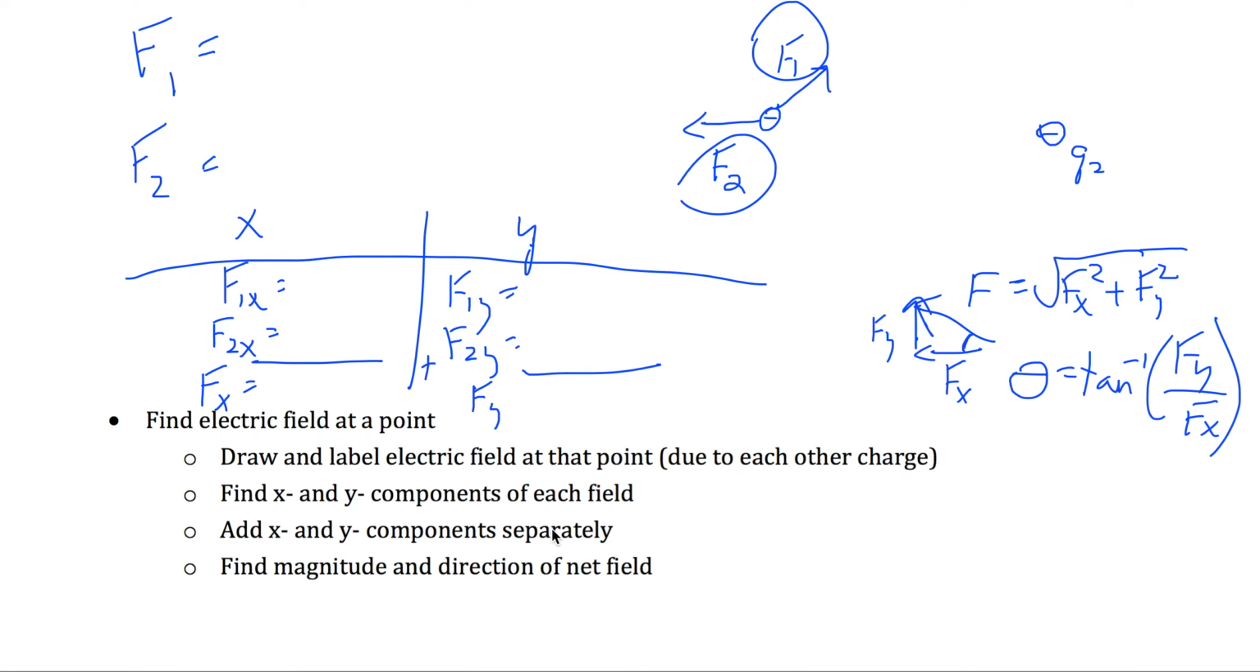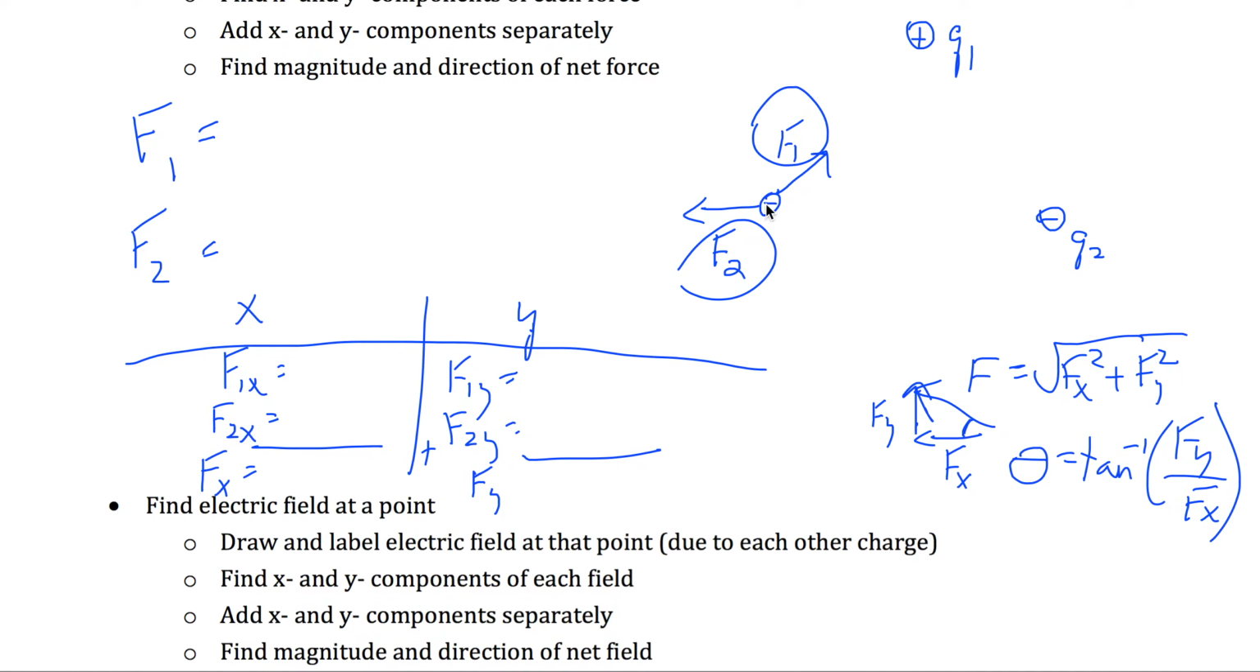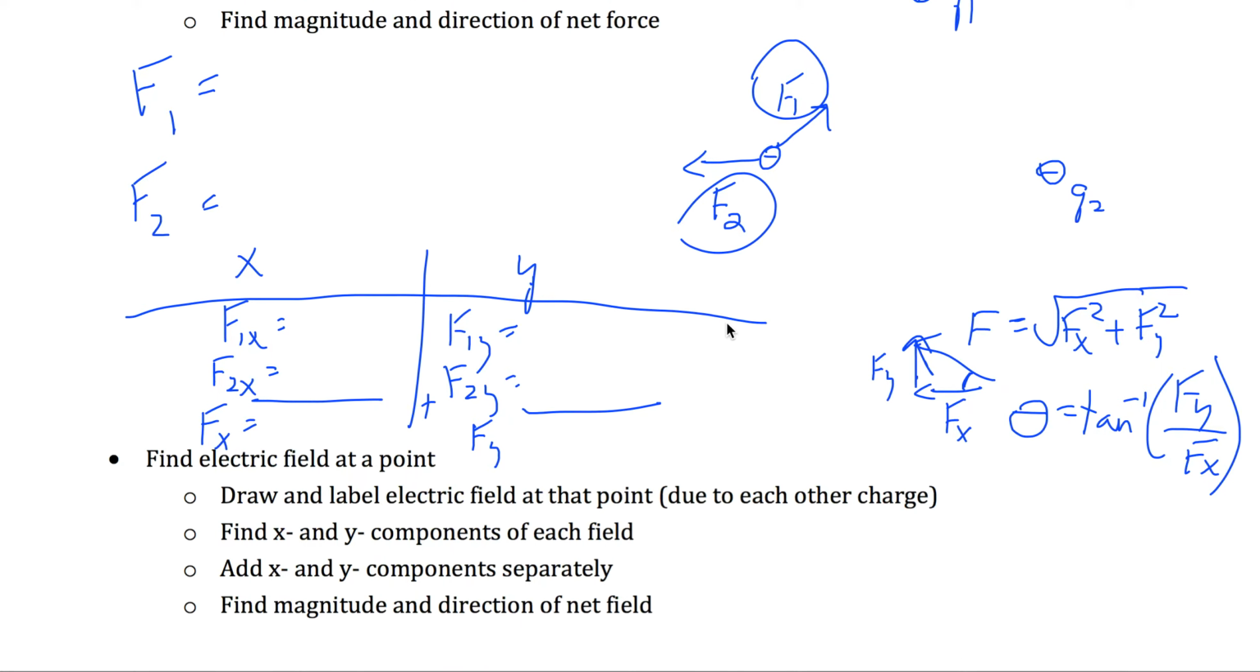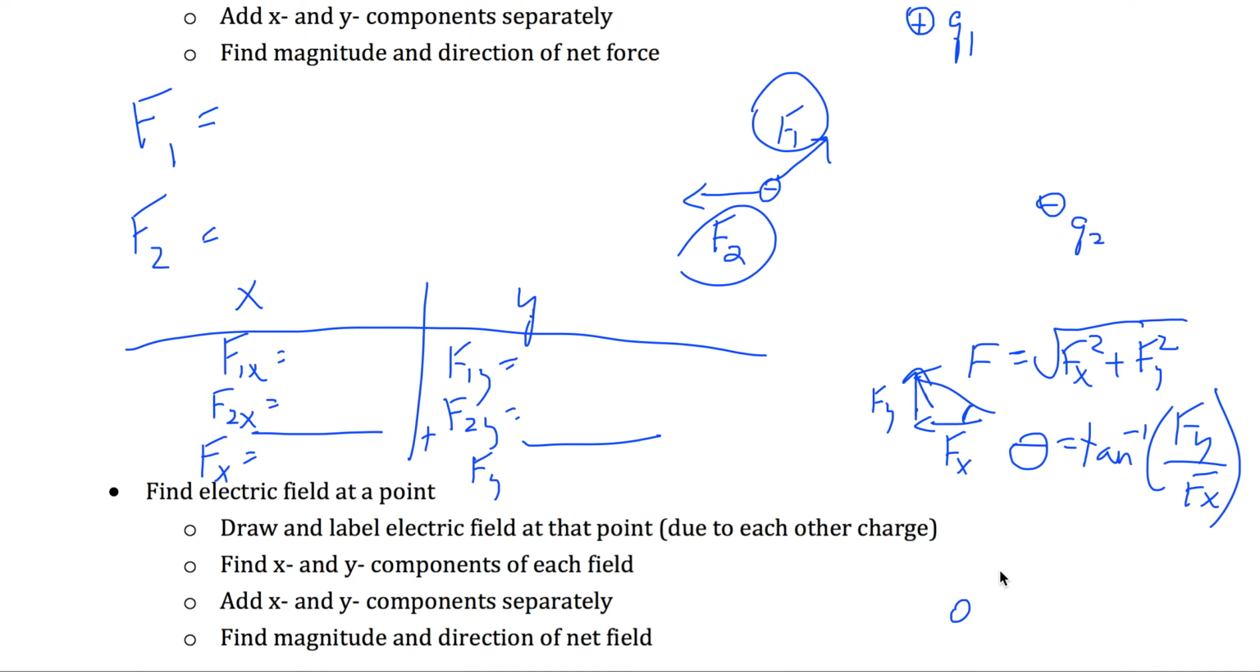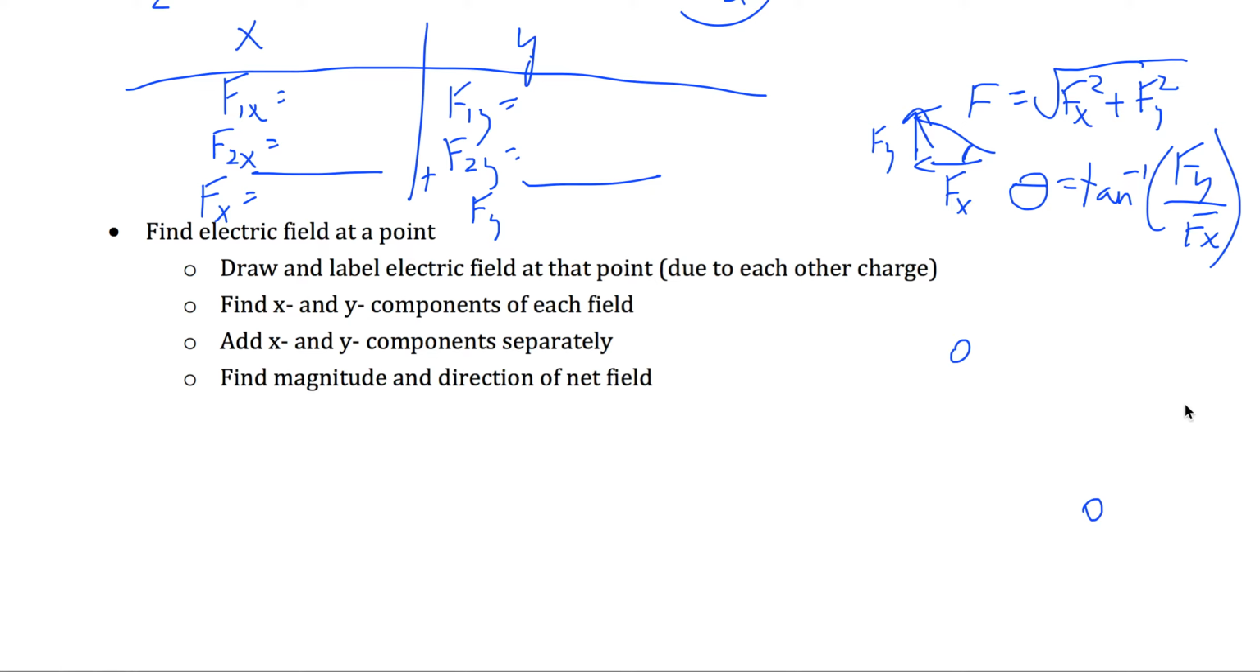And for finding the electric field at a point, you're going to do the same thing that we just did for the force. The only difference is that you're finding the field at a point instead of the force on a charge. So let's say that I had this case here, and actually I'll make it a little different just to give you another example, but let's say we have a charge here and a charge here and a charge here, why not? So plus, minus, plus.